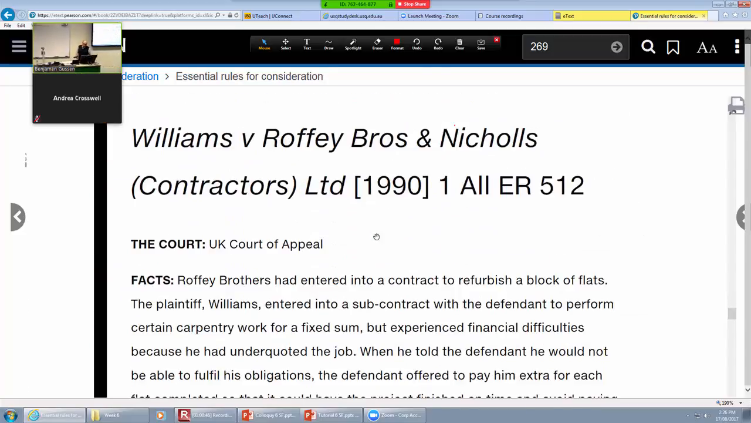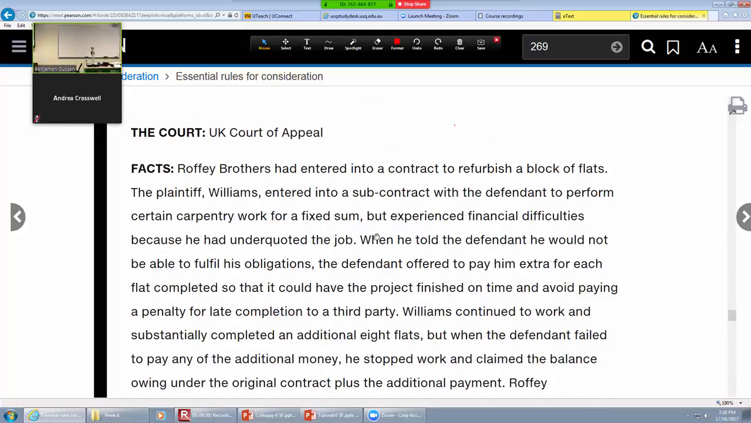Williams v Roffey Brothers. Roffey Brothers had entered into a contract to refurbish a block of flats. The plaintiff, Williams, entered into a subcontract with these subcontractors, the defendants, to perform certain carpentry work. And it was for a fixed sum. But these subcontractors experienced financial difficulties.